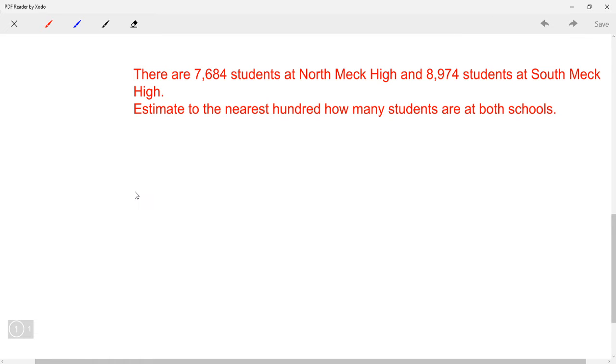Alright, today we are going to go over estimating and rounding. Well, estimating basically turns into rounding. So that's how we're going to be going over both of them.